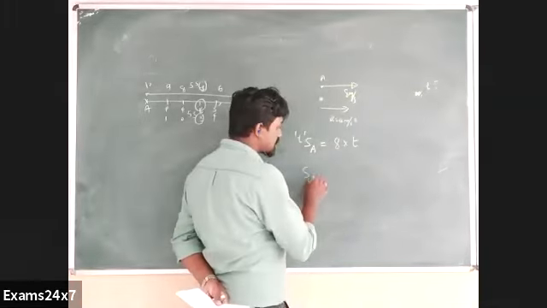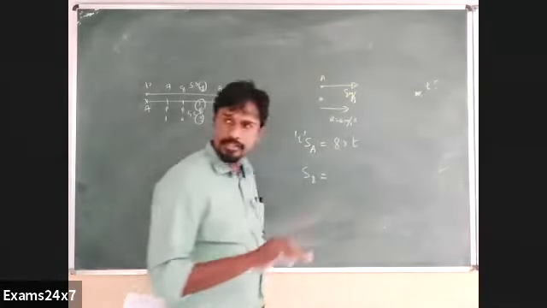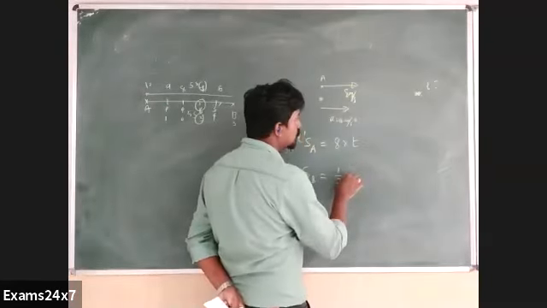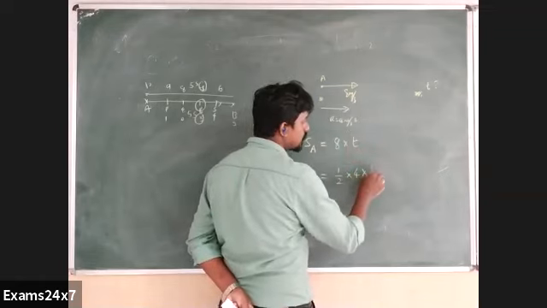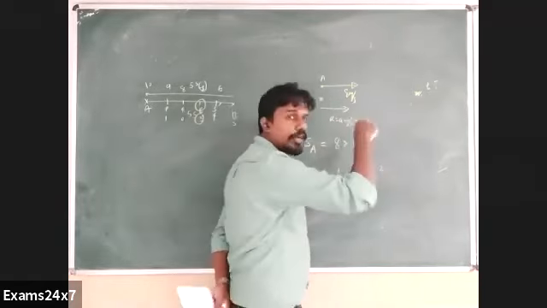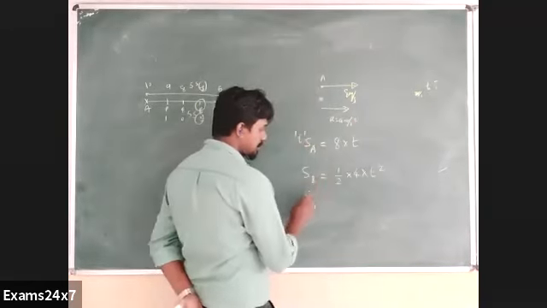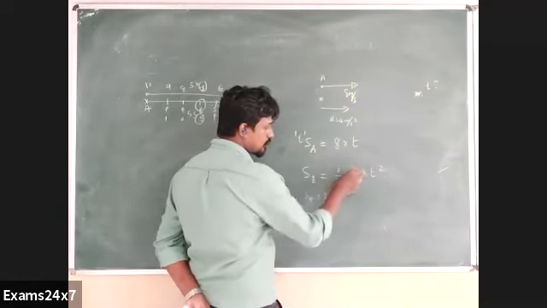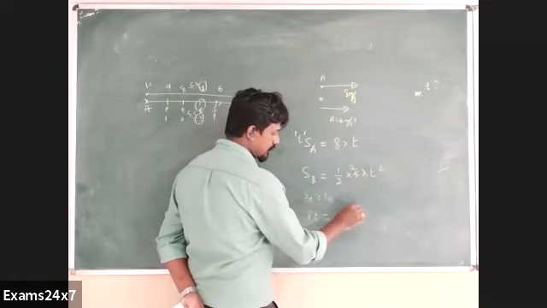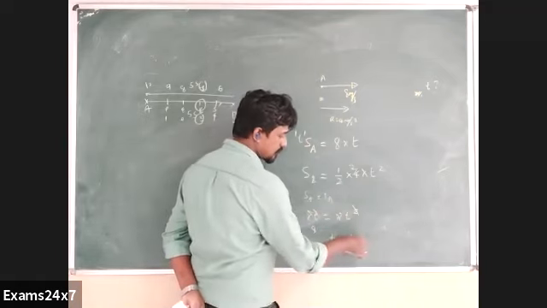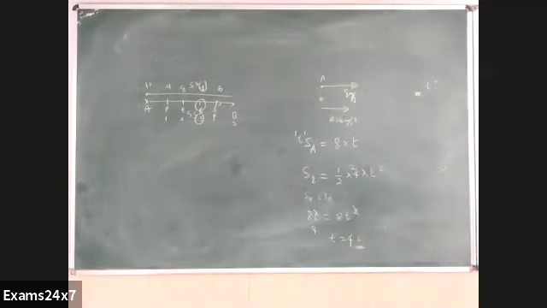What is the distance traveled by the second body? Initial velocity is 0, so the distance traveled by the second body is half into a, which is 4, into t squared. Only when both are the same can they meet after some time t. SA is equal to SB. 8t is equal to 2t squared. So t is equal to 4. Understood?